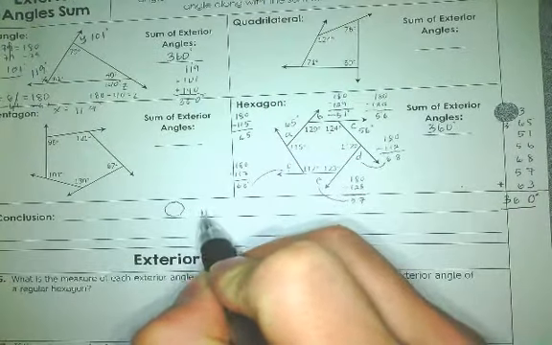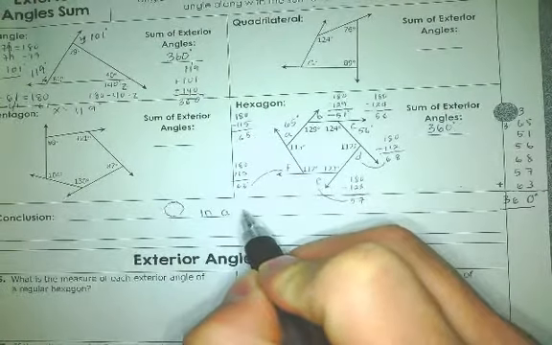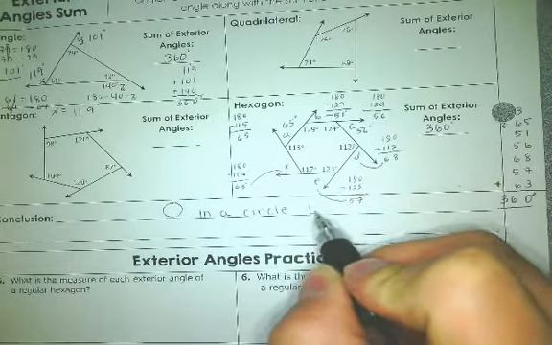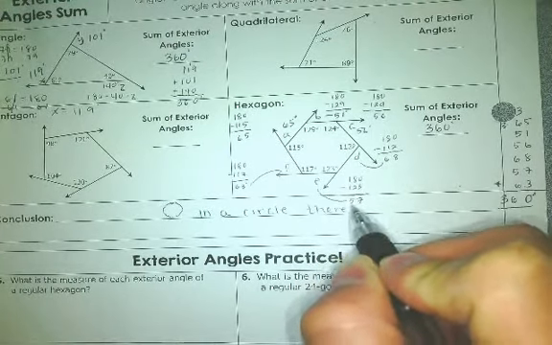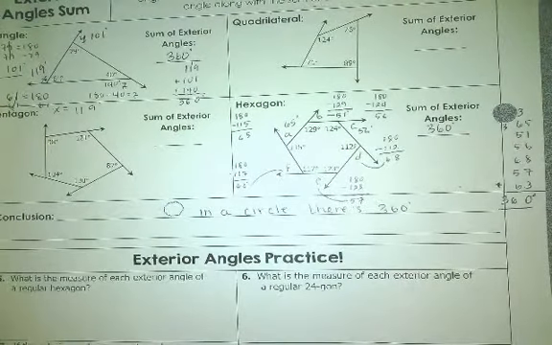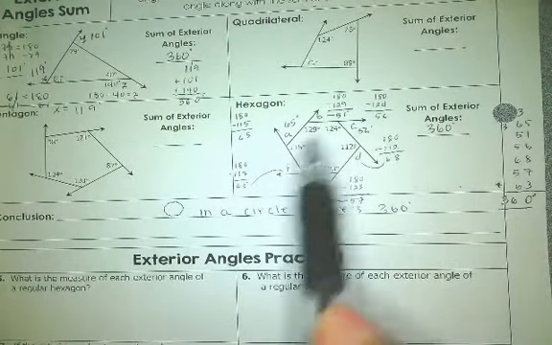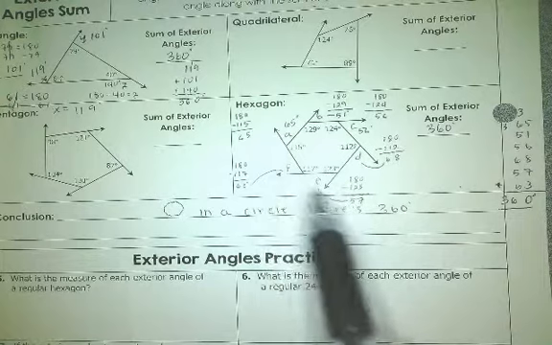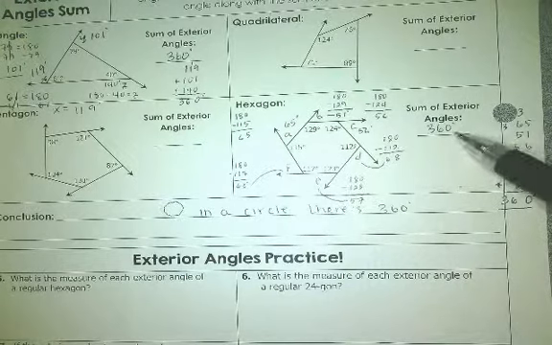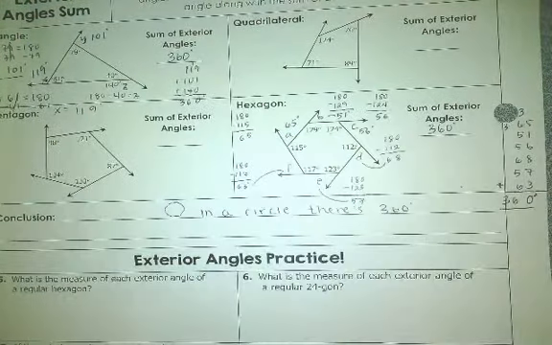So in the circle, how many degrees do we have? We got 360. So in a circle, there's 360 degrees. The more angles that I add to a polygon, the more it starts to look like a circle. So that's why the sum of the exterior angles are always equal to 360 degrees.